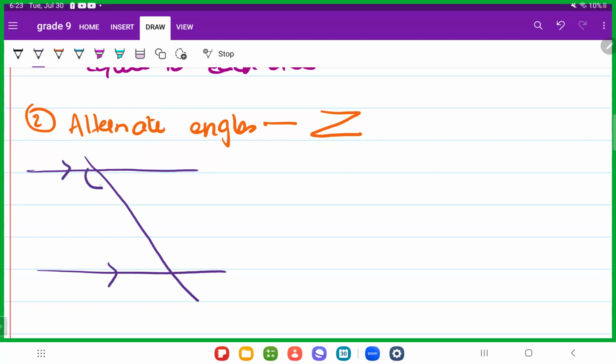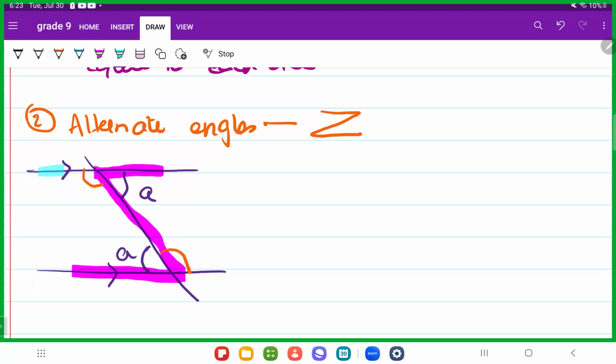This angle and this angle. Can you see a Z on it? Can you see this Z? And this angle and this angle. Can you see the Z? So the Z basically means alternate angles. So they are alternate of each other and they are equal to each other. That is why they're equal to each other.